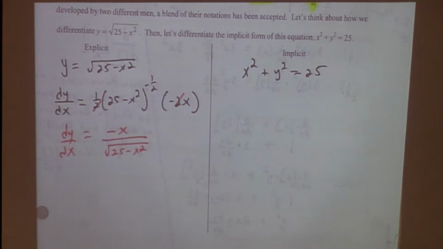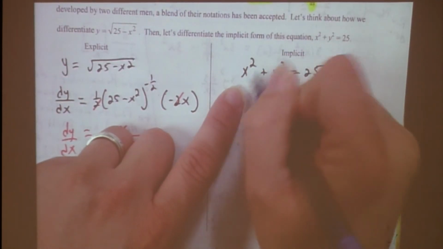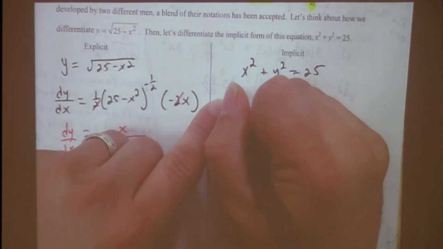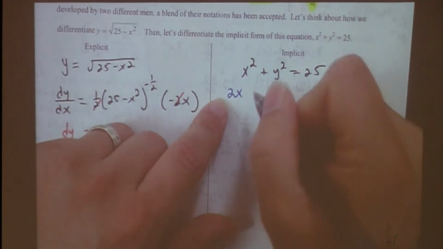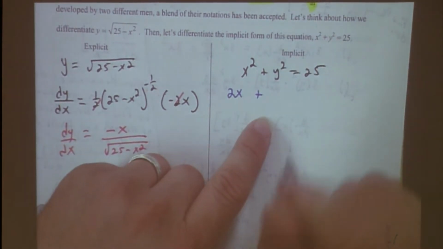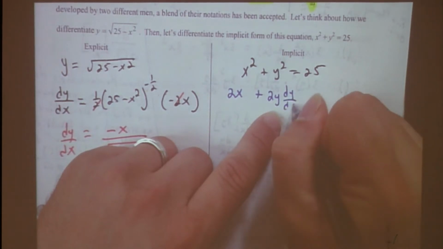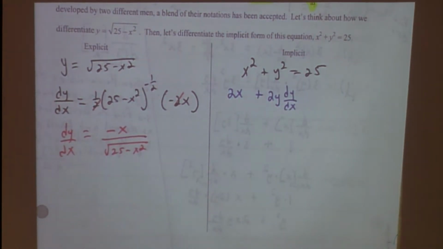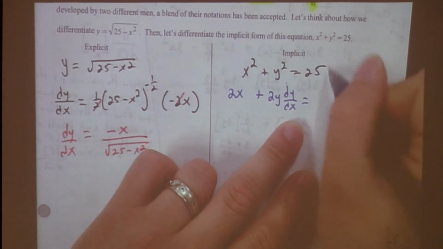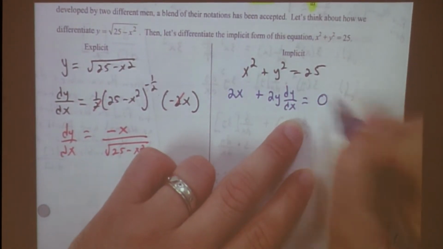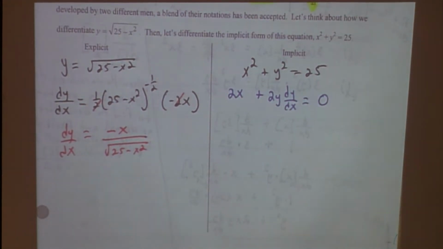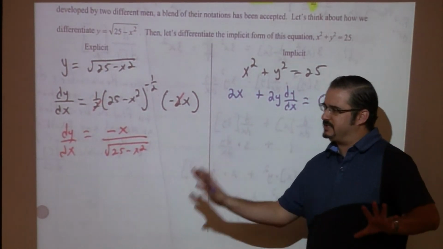So let's get the derivative of this guy. Ready? What's the derivative of x squared with respect to x? 2x. Cool. Plus, what's the derivative of y squared with respect to x? 2y times dy over dx. Very good. We get the derivative as normal with respect to that particular variable, and you multiply by the implicit derivative. Equals, what's the derivative of 25? 0. Anytime you're getting the derivative of an equation, you're always getting the derivative of both sides.